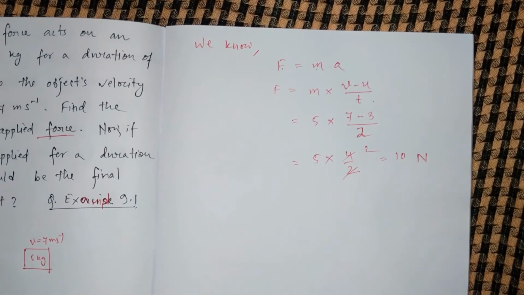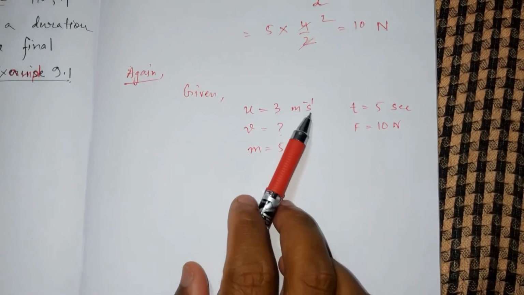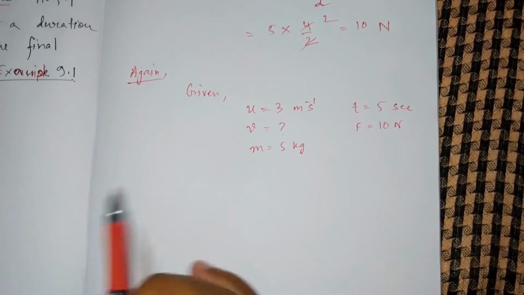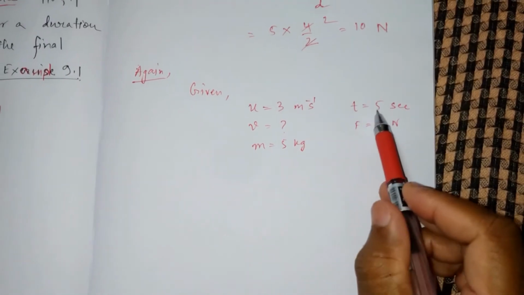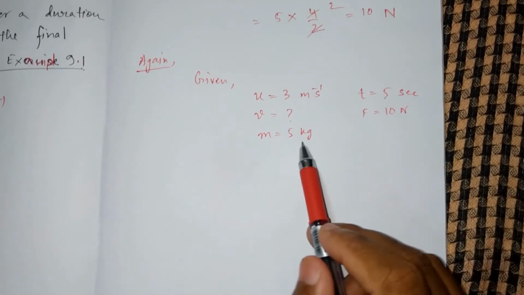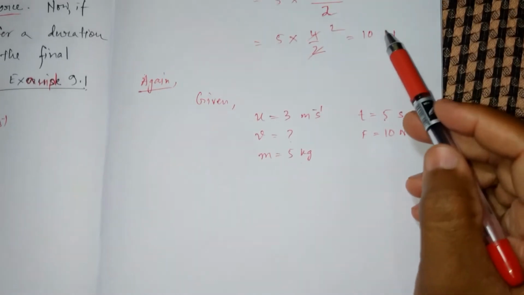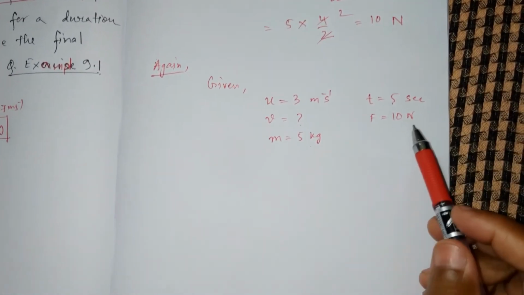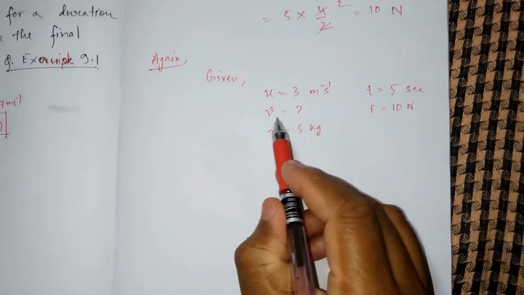So let's see the next part. For the next part, we have u equal to 3 meter per second, as the object is moving with the initial velocity 3 meter per second. After that, the time is changed, okay. Earlier the time was 2 seconds, now it is 5 seconds, and the mass is also the same because we are applying the force on the same object, and the force we have found, it is 10 Newton, okay. So now we will find the final velocity, okay.